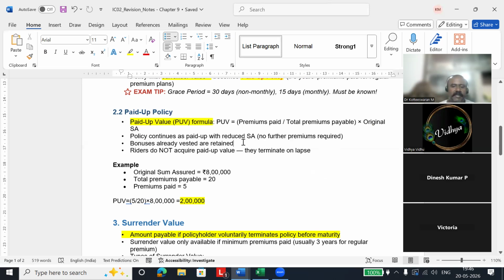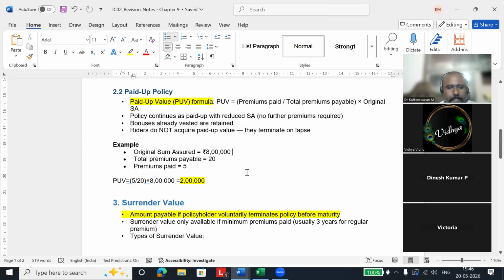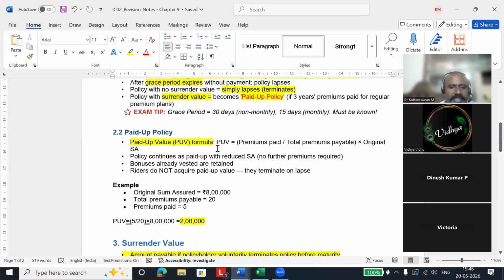If they had already added a bonus, for example, in this case the bonus is not added. If they added some bonus like 10,000 rupees or 20,000 rupees, that will also be added to the paid up value. If you have any riders like accidental death benefit rider or critical illness rider, all these riders, which do not require a paid up value, will get terminated. Only the main insurance will continue. The other insurance will get terminated. Okay, any question in paid up policy?